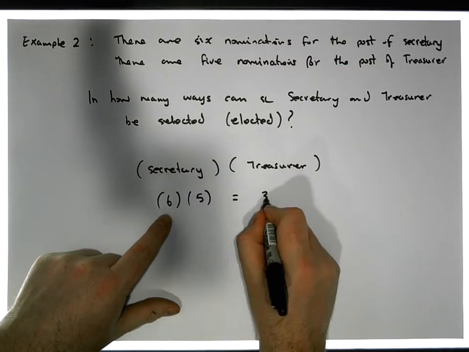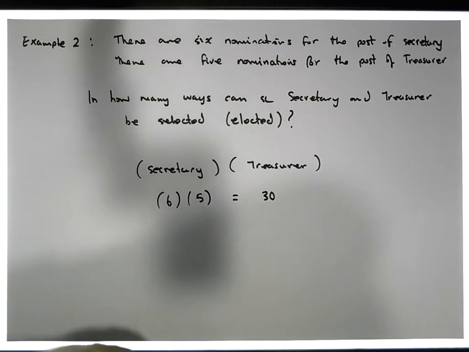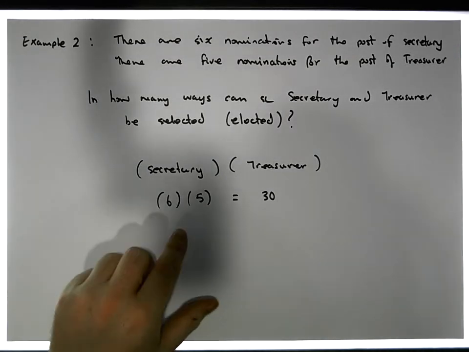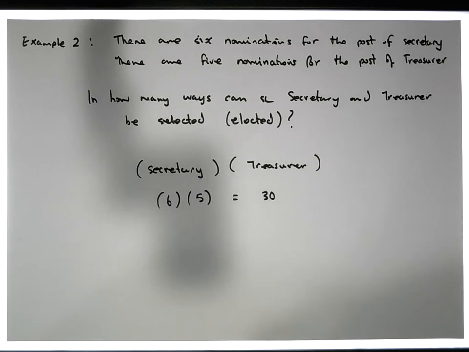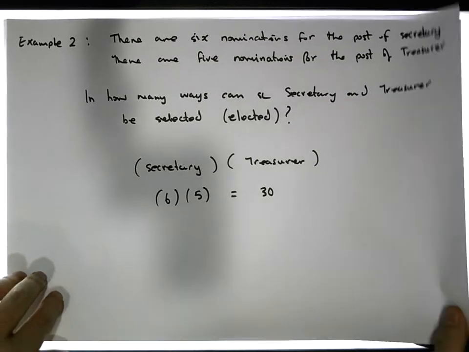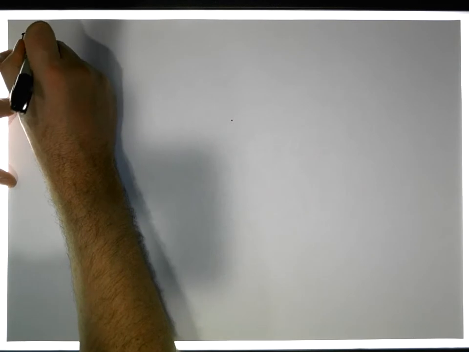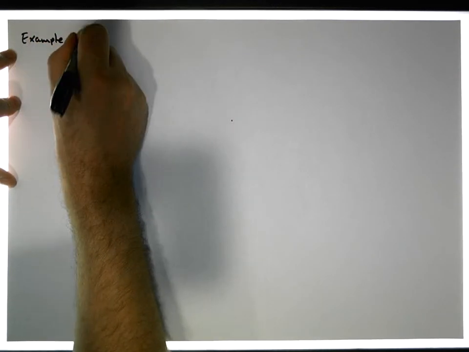So in total, there's 30 possibilities for creating a secretary treasurer pair, if that makes sense. Let's have a look at another example. Let's say example 3.